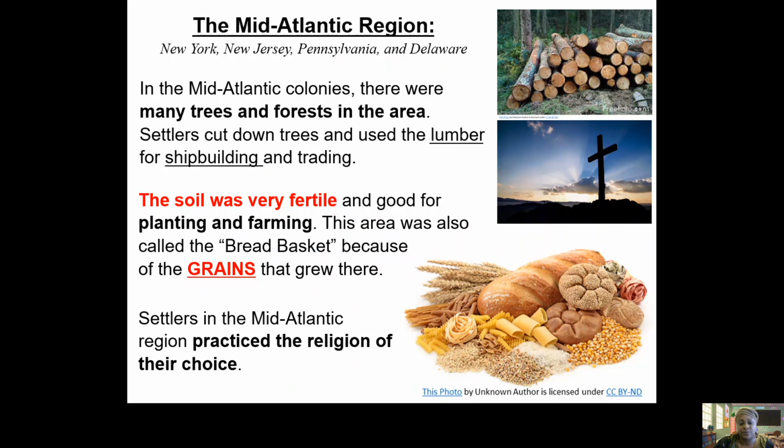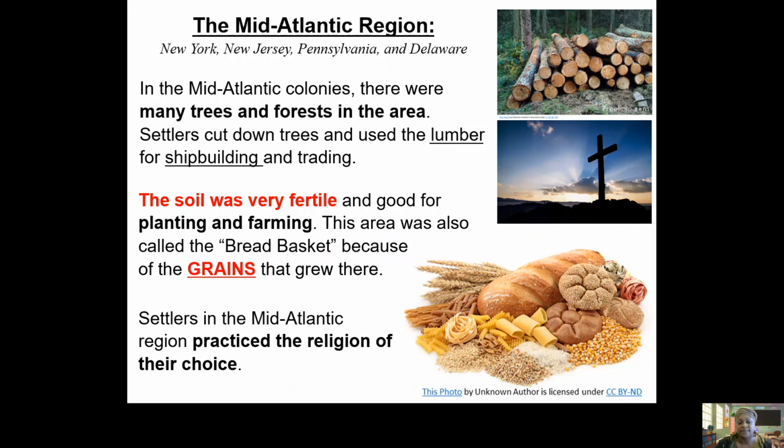Now, in the Mid-Atlantic colonies, there's a lot of trees in the area, there's a lot of forest area, and the settlers will cut down the trees and have lumber for building houses, for shipbuilding, and also trading that lumber, selling it back to England. And the area is very good for growing crops, but they chose not to grow cash crops in this area.